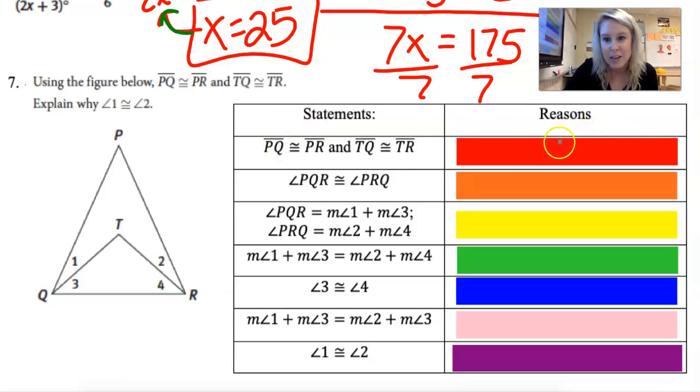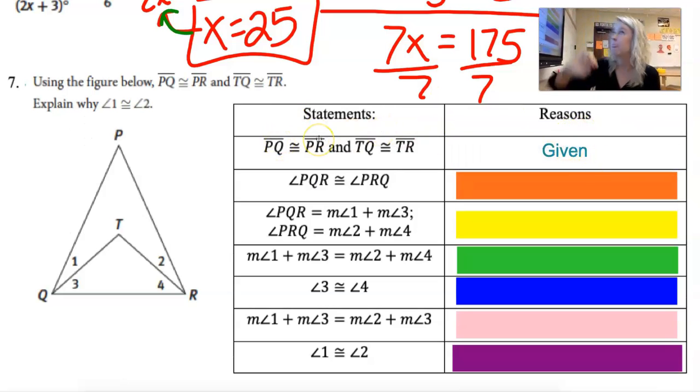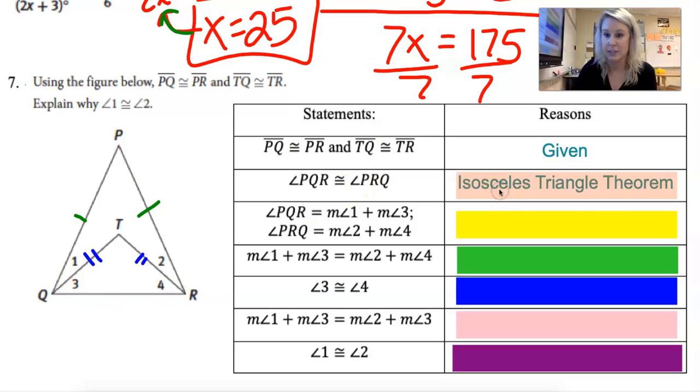So they gave me number 1, so that is a given. I'm actually going to go ahead and mark it. PQ, this side. PR, this side. I'm going to switch colors real quick. And then TQ, this side. TR, that side. So they've given me this. That looks like an isosceles triangle, correct? So the reason I know that angle PQR is equal to angle PRQ is because that's the definition of isosceles. So it's the isosceles triangle theorem. If you put definition of isosceles triangle, that's good too.